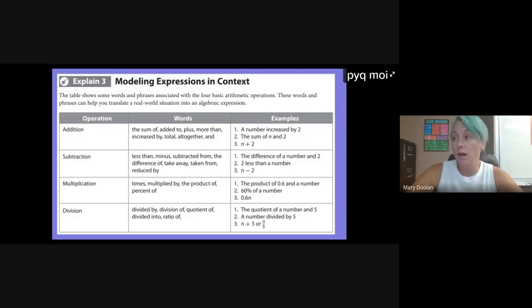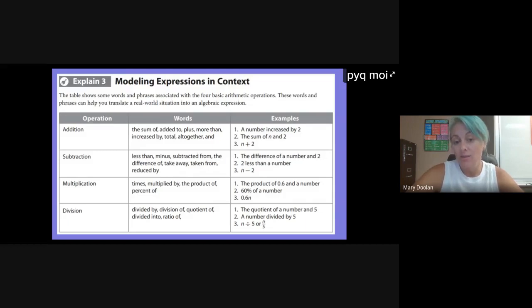Multiplication, words like times, multiplied by, the product of, percent of. These are key words that mean you're going to multiply. An example is the product of 6/10 and a number. Another way to say that is 60% of a number.